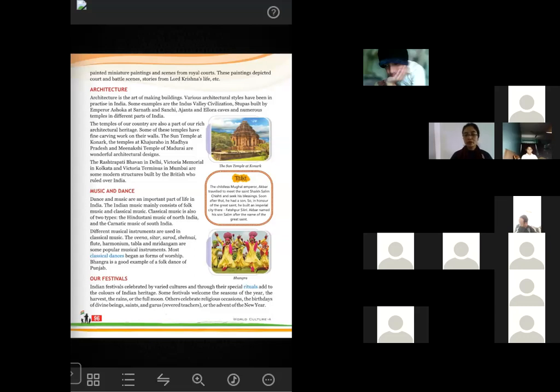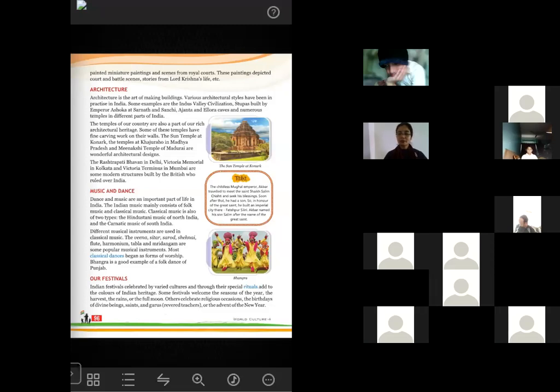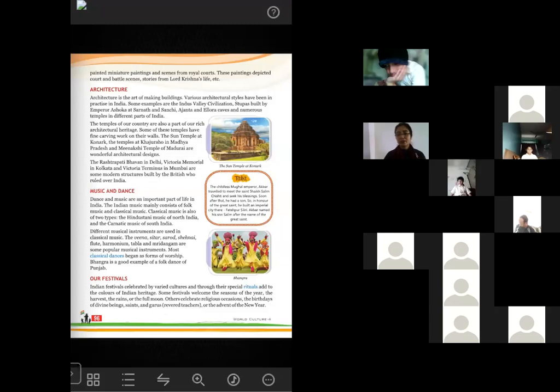Bhangra is a good example of folk dance. I was telling you that folk dance means a dance form that originated in a particular part of India and is still limited to that particular part of India. Bhangra is the Punjabi dance form, right? Like that, many other dance forms are there, like Bihu in Assam. Many different dance forms are available.